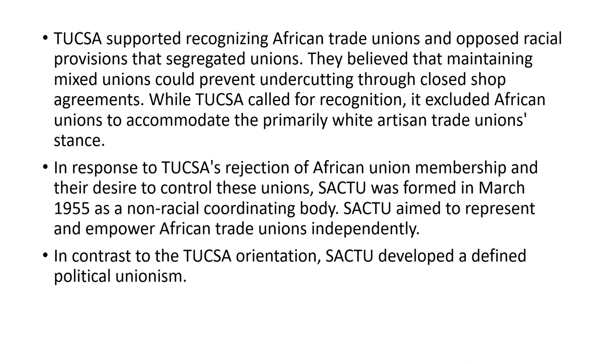So in response to TUCSA's rejection of African union membership and their desire to control these unions, SACTU was formed in 1955 as a non-racial coordinating body. SACTU aimed to represent and empower African trade unions independently. In contrast to the TUCSA orientation, SACTU developed a defined political unionism. So this tells us that unlike TUCSA, SACTU adopted a specific form of unionism that was more politically driven, while TUCSA may have focused more on labor issues such as wages, working conditions, and labor rights.